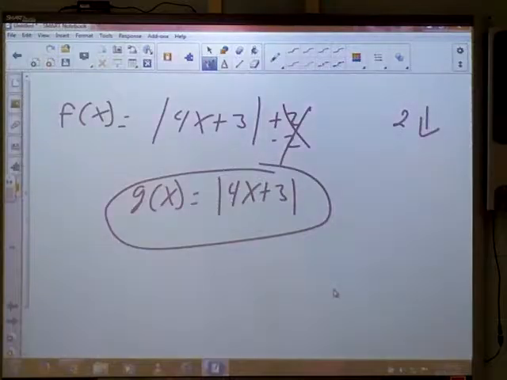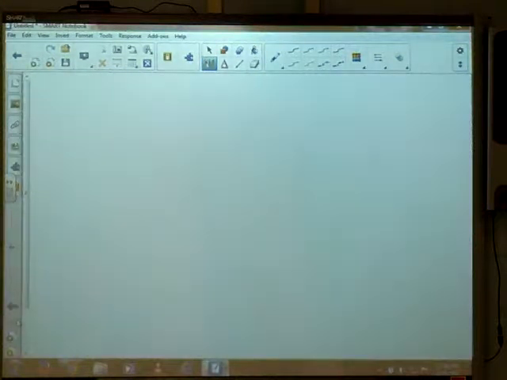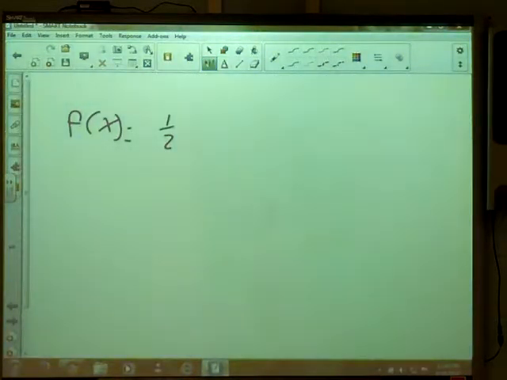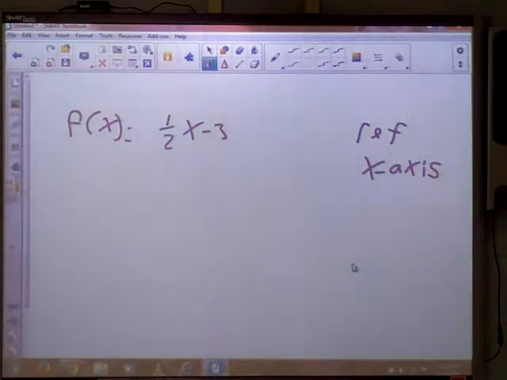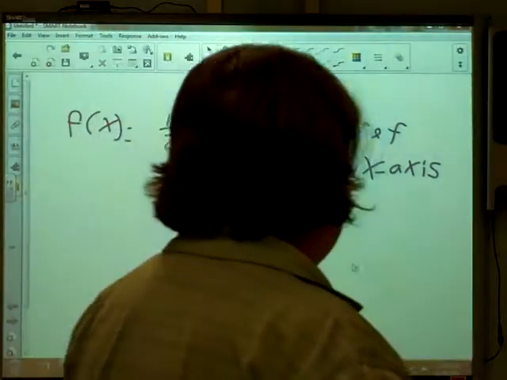Alright, let's look at this. It says f of x equals 1/2 x minus 3. We're going to reflect this in the x-axis. When I hear the word reflection, looking in a mirror comes to my mind. If I look in a mirror and hold up my left arm, it looks the opposite way in the mirror, doesn't it?